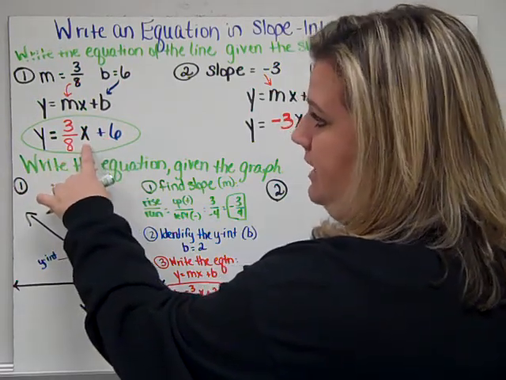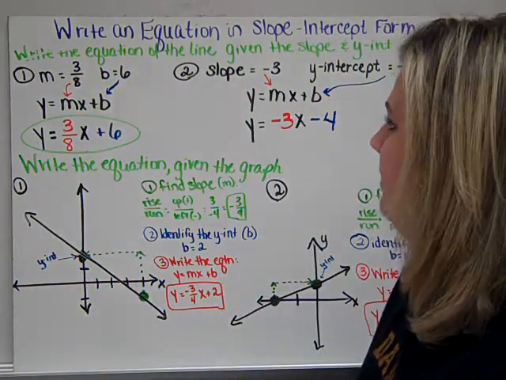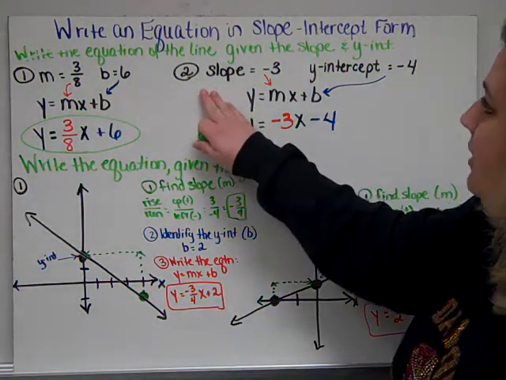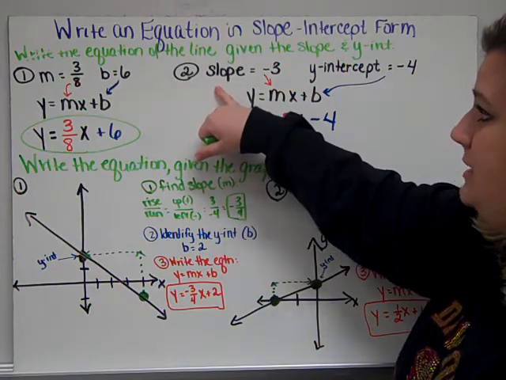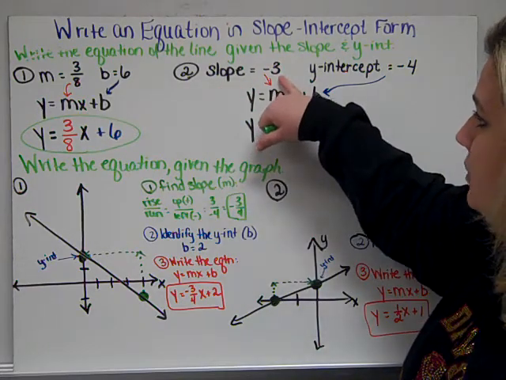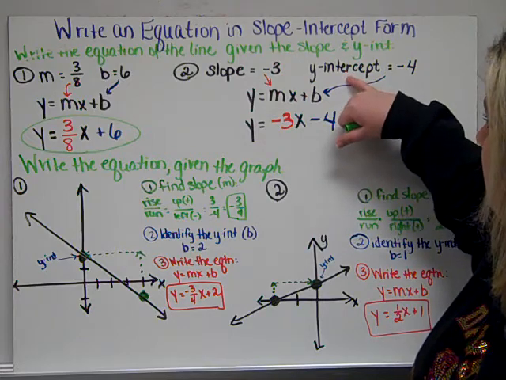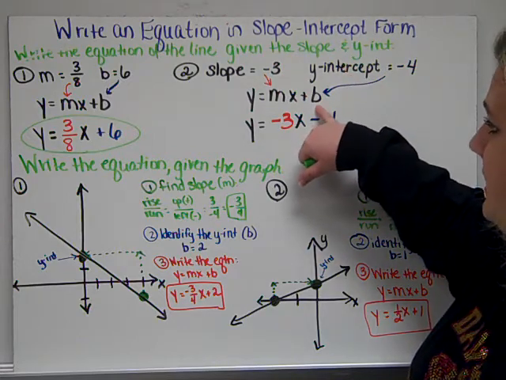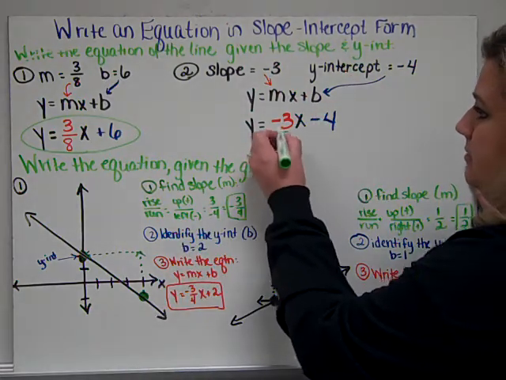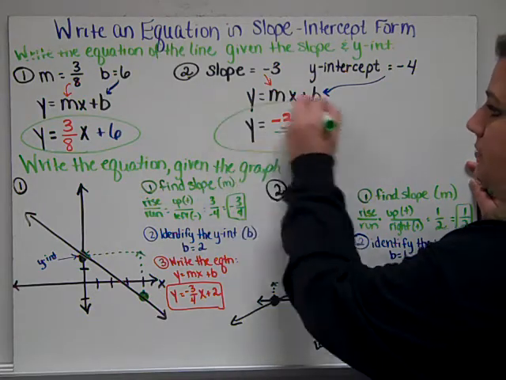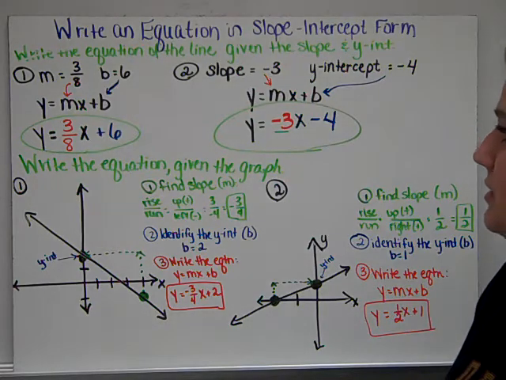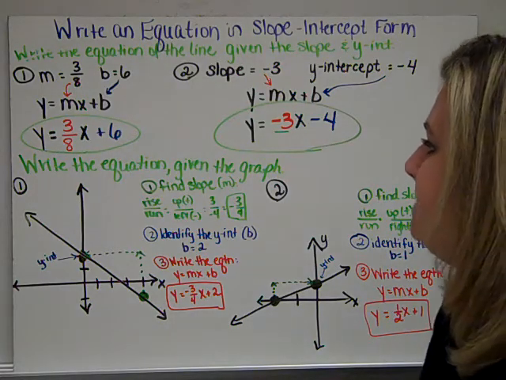Do not forget your x. That's a very common mistake, forgetting the x. Now here on number 2, the information was just written out. So you know your slope is being represented by the m value, so that's negative 3. Y-intercept is negative 4, that's being represented by the b. So when I plug that in, I get y equals negative 3x minus 4. And that is my final answer for the equation of the line.